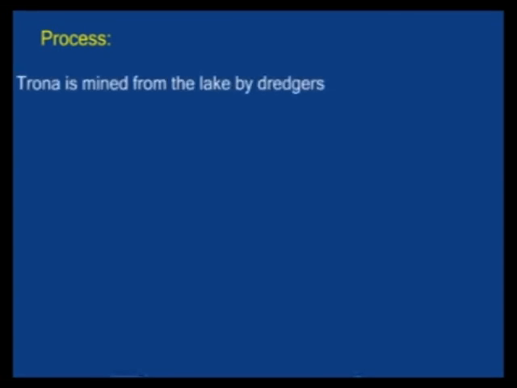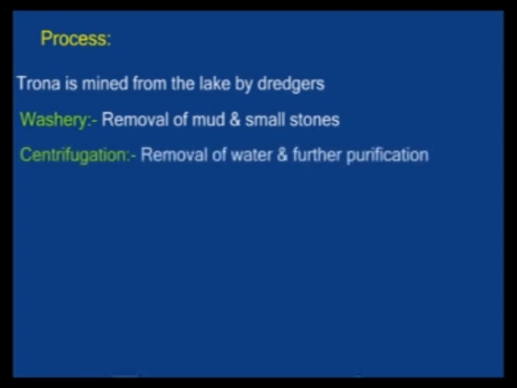As trona is mined from the lake by dredgers, it is transported to the factory. Here it is put through a washery where it is washed to remove mud and small rocks. The product then moves to the next stage where it is centrifuged to remove water and further purify it. The product is dry trona.